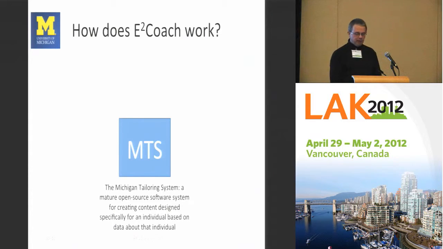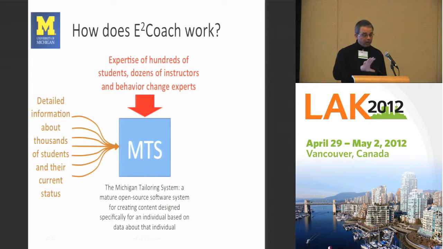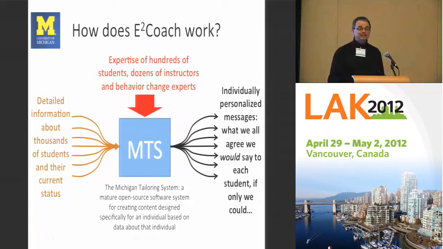If you want to use a tailoring system like this, you need to do several things. First of all, you need to know what you would like to say to people. You need to know what you want to put in your nudges, if you like, right? We gathered expertise from a wide variety of people to do this. Then you need to have information about the students themselves. You have to flow information about the students and their current status into the system. And then the system says what you would like to say to each student. There's no artificial intelligence in this or anything. This is just a tool that enables us to say what we would like to say to each of these thousands of students.